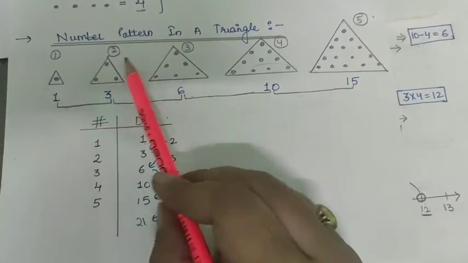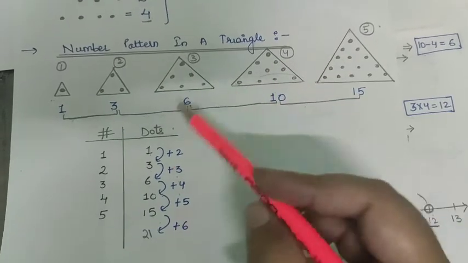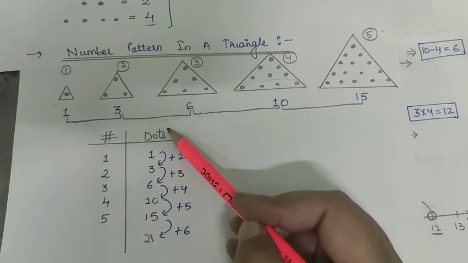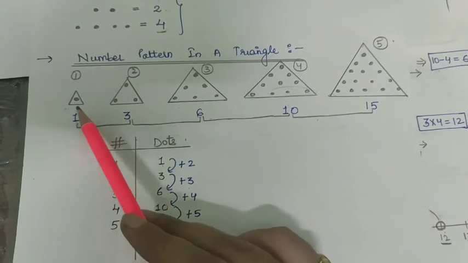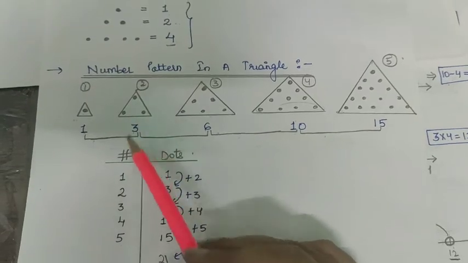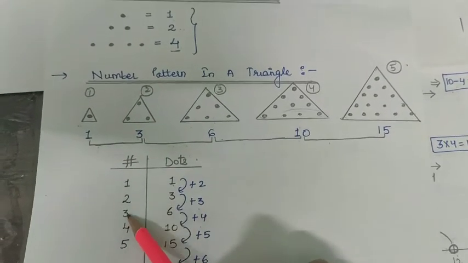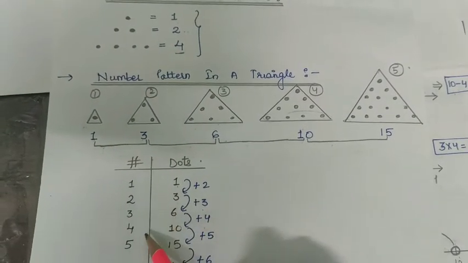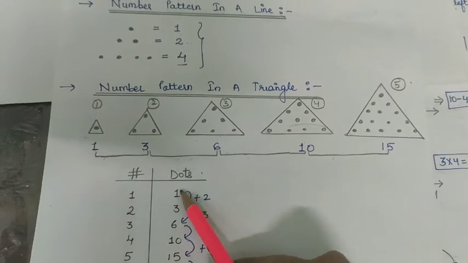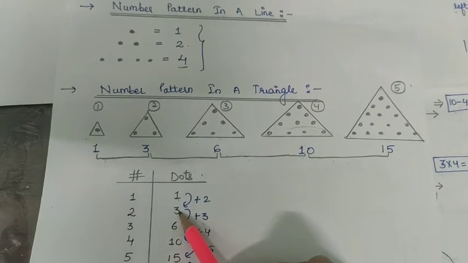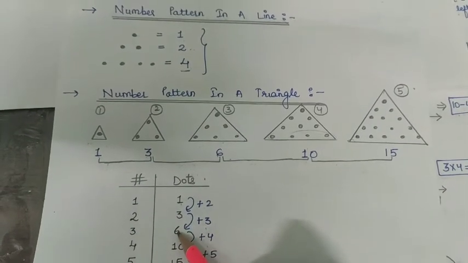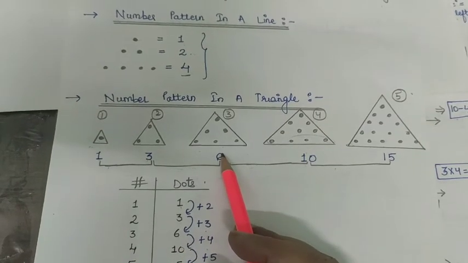So if I say that these are particular patterns, and I have written the pattern number over here and the number of dots used to draw that pattern, I can observe that in the first pattern the number of dots required is 1, in the second pattern 3, in the third pattern 6, and so on. I can see that when I add 2 to 1 I get 3, that is, 3 dots are required for the second pattern. Then when I add 3 to 3 I get 6, that is, 6 dots are required for another pattern.